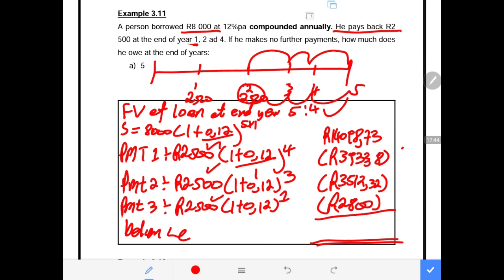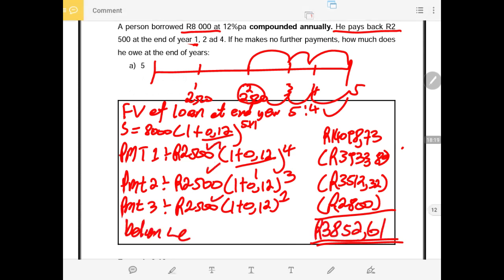So now we say 2.8 plus 3512.32 plus 3933.80. Remember that there's a 0, even if there's no 0, it's 80 cents though. Then you say minus 14,098.73, and if you do that, you'll get 3852. This is the amount that will be in the account, 3852.61. This is the amount that will be in the account at the end of year 5.